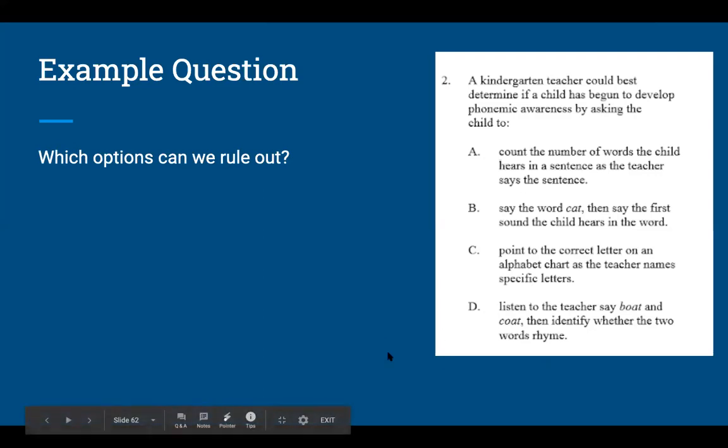Julia, anything to add? Yep, so talking about letters there, we can definitely rule that out. When the teacher is listening to the words boat and coat, we're talking about bigger parts of those words than just phonemes. It's the oat that rhymes with each other. So I would also rule that out, because that's a bigger part of a word than just a phoneme. And I know that a rhyming task on my umbrella is further to the left and not even under phonemic awareness. The only time it's under phonemic awareness is when they're asking what sound is the same, and they're not doing that here. So I would also rule out D.